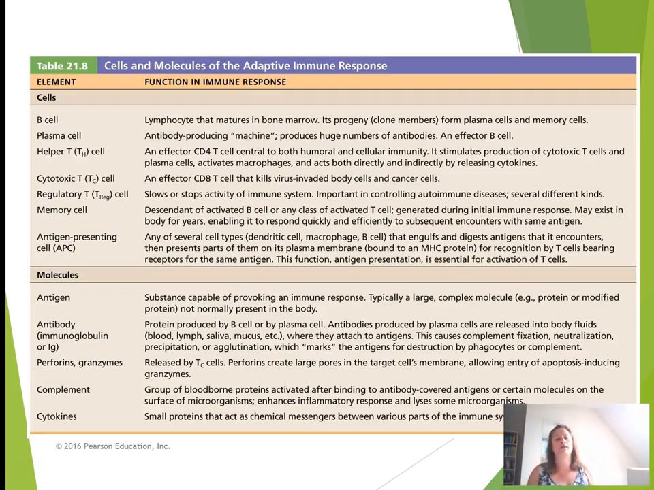This is a really busy slide, but it's really, really important. It tells you basically each cell, B cells, memory cells. It does mix the B's and T's together, but it gives you what each cell is, the adaptive immune response, what it does, and at the bottom, the different molecules that are important as well.